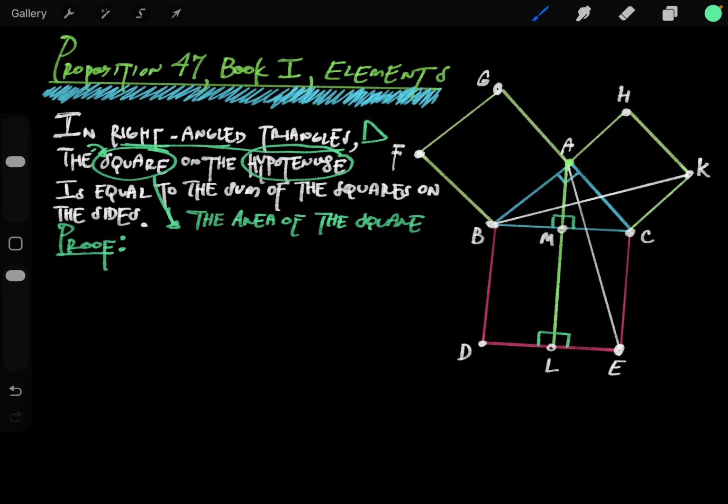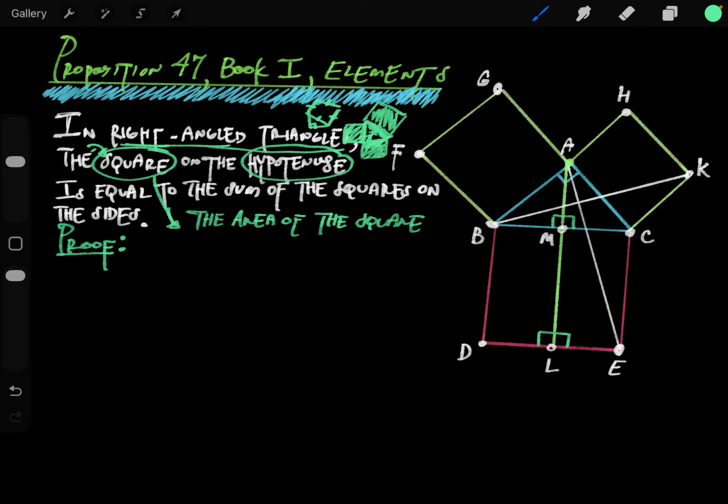So what is the hypotenuse? You have a right triangle. The hypotenuse is this side right here. And the square on that hypotenuse just looks like this, if you were to draw a square onto it, where all four sides are the same. So he's saying the area of the square on the hypotenuse is equal to the sum of the squares on the other two sides. So the area of this square plus the area of this square is equal to the area of this square.